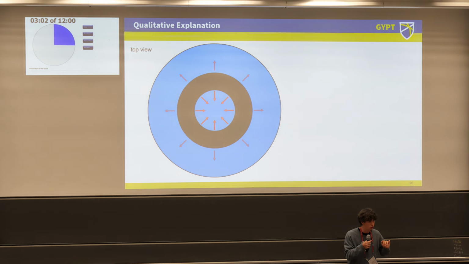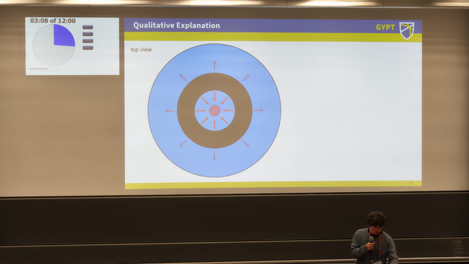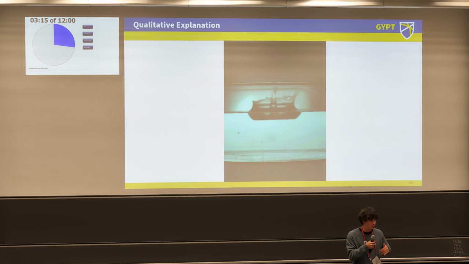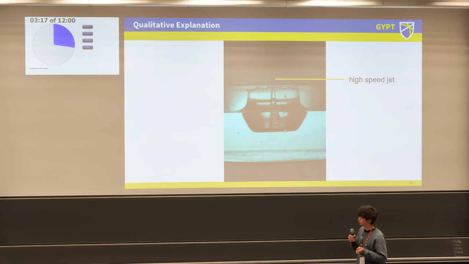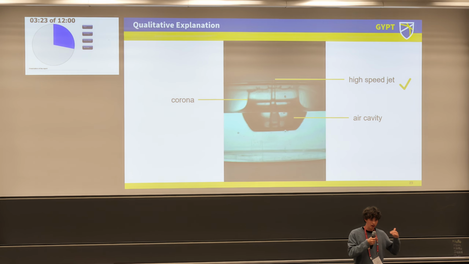Taking a look at it from a top view, let's take a look at the inwards traveling water. The radial components then cancel out in a single point, and an upward jet is induced. Taking a look at the video, we can indeed see this upward jet. However, there's more. The outwards pushed water also creates a corona, as well as an air cavity forms in the former place where the wing used to be.